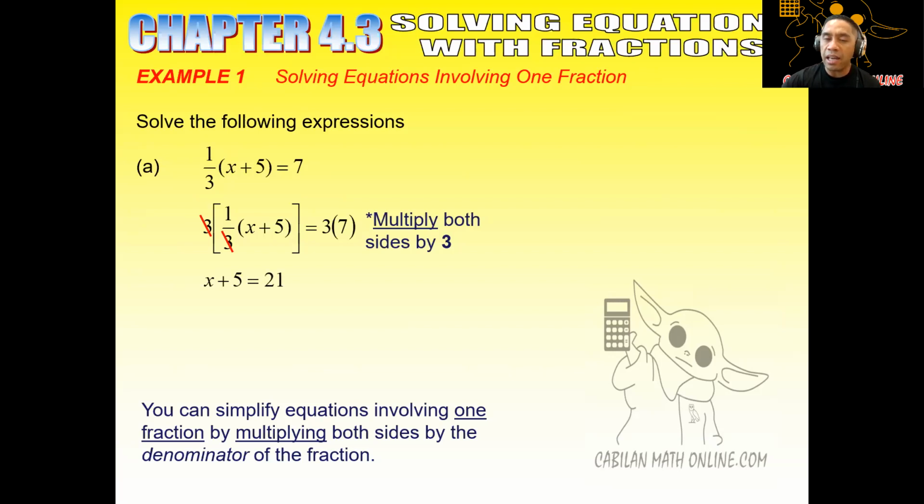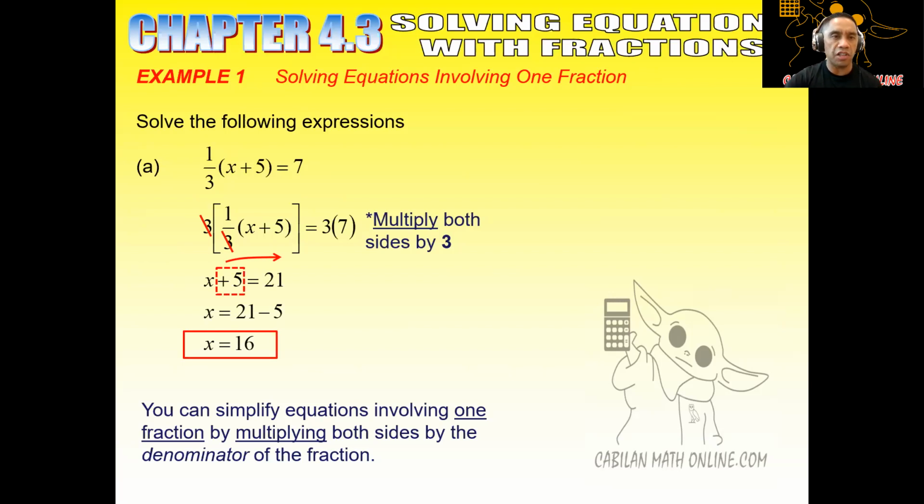Just by getting rid of the fraction alone, we now have a one-step solution that's going to help us answer the last part of this question. To isolate the x, we take the positive 5, move it to the other side, and subtract it from the 21. This gives us x equals 16. So even though there was a fraction here, this is a two-step solution. We got rid of the fraction by multiplying both sides by the denominator, and then isolated the variable by subtracting the number from the other side.